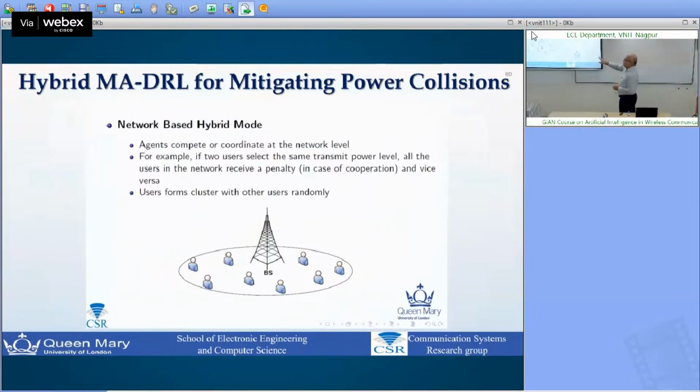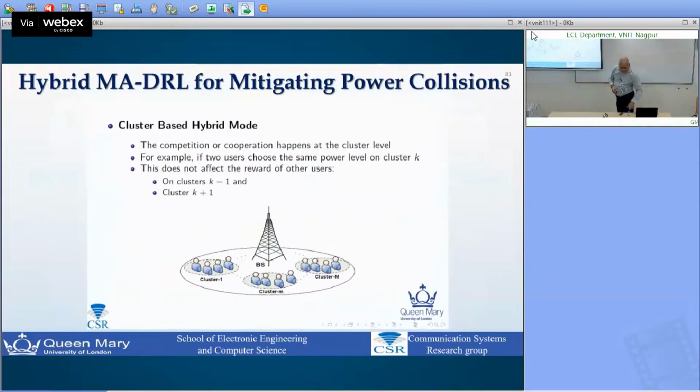So, network-based scenario. Network-based scenario means we don't have clusters, so all devices are distributed everywhere, at the network level. Here, the cluster level is this one. At the cluster level, they are going to compete within the cluster. One agent will not compete with the other cluster. If it is a network level, all compete with each other.